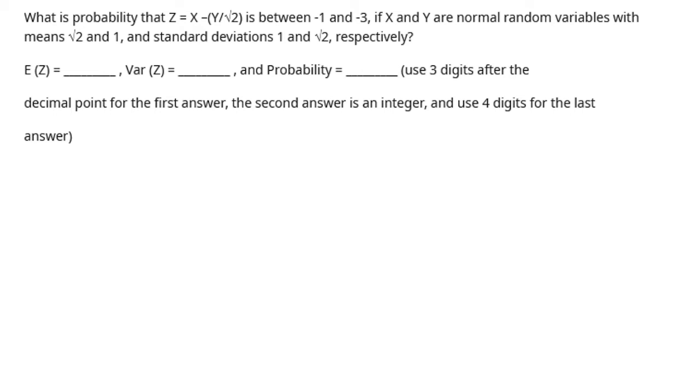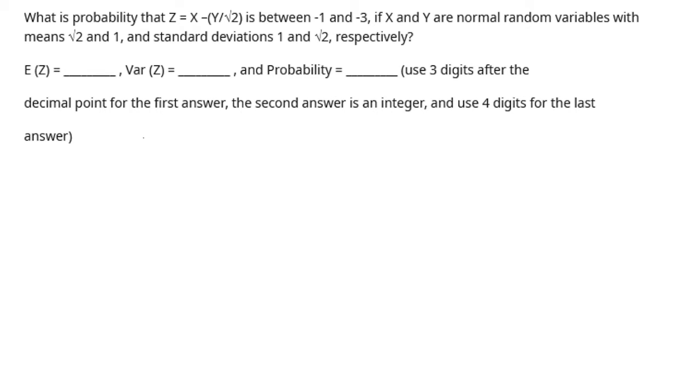We're given that Z is equal to (X minus Y) over the square root of 2, and we want to find the probability that Z is between -1 and -3. X and Y are normal random variables with means root 2 and 1, and standard deviations 1 and root 2, respectively. So we want to find the expected value of Z, the variance of Z, and the probability.